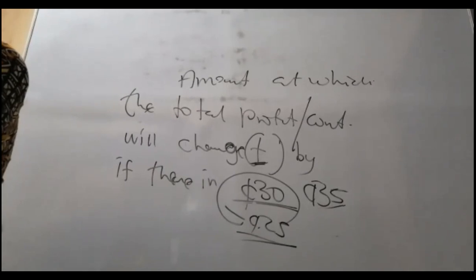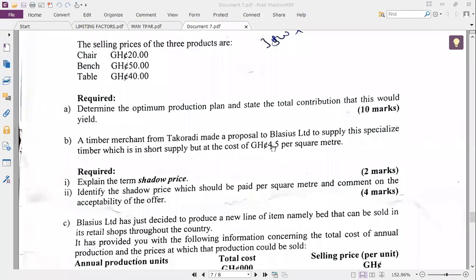So now let's see. Somebody has offered to sell them the timber, just timber, at what? Yes, 4 cedis, 50 pesewas per square meter. Should they accept the offer? Should they accept the 4 cedis, 50 pesewas? Before they accept it, you have to compare it to what? The limiting factor per unit. What's the limiting factor?